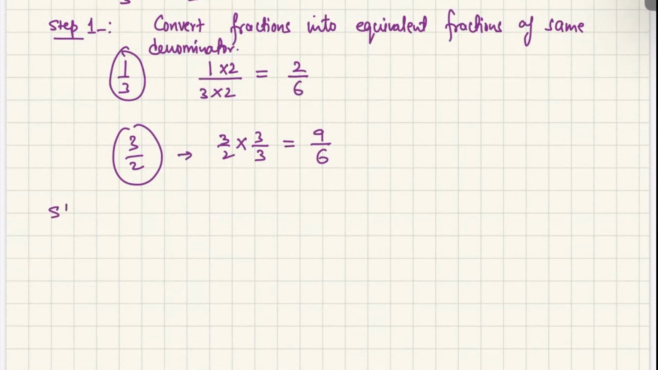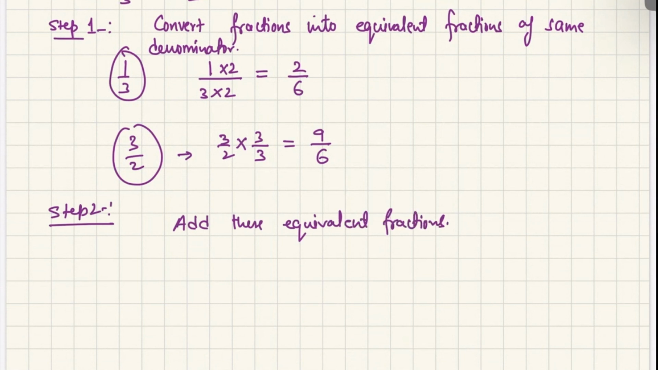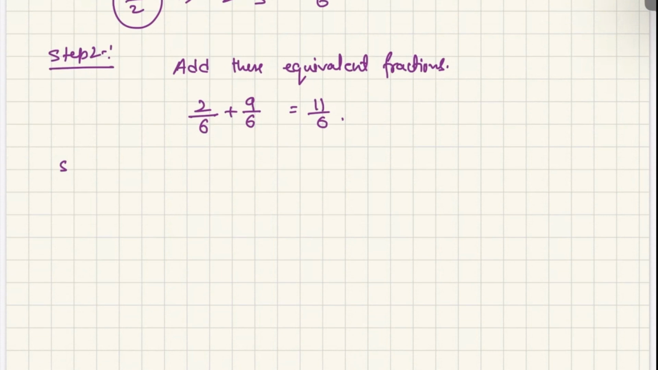This is your step number 2. After that, in step number 2, this is what you're doing: add these equivalent fractions. That means 2/6 and 9/6. Add them. This becomes 11/6. After that, step number 3, that is, reduce the final result to lowest form.